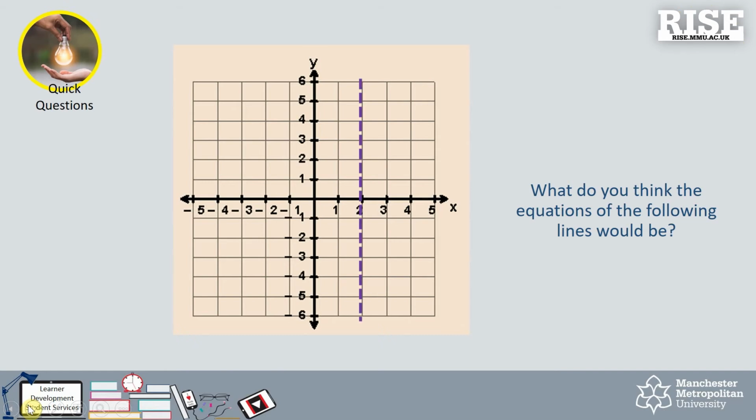What about these lines then? X equals 2. X equals negative 1. And x equals negative 5. I just remember them as what number is it going through and what axis is it cutting across.